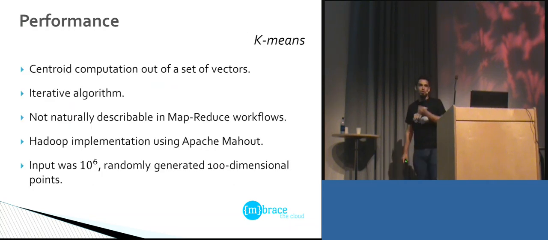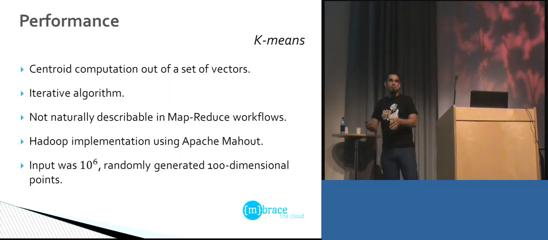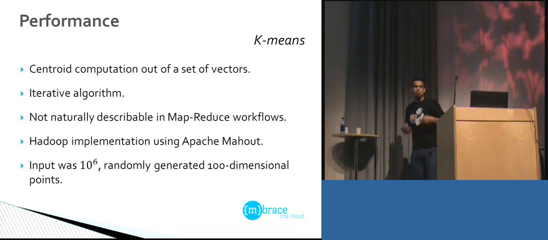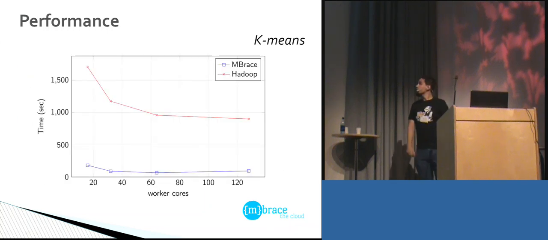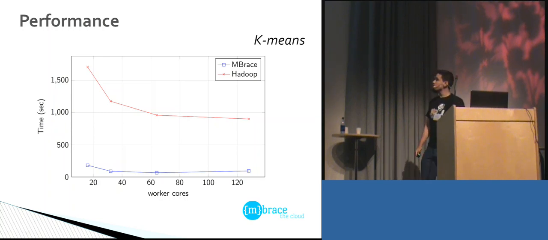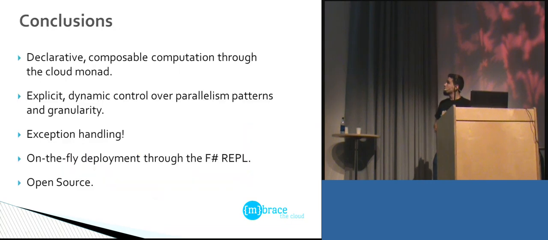But moving on to k-means, which is not your standard MapReduce algorithm, we again ran MBrace against Apache Mahout, which is a library that implements such types of algorithms over MapReduce. And in these results, we were significantly faster, about an order of magnitude faster. So I guess this is a testament to the power of the programming model offered.